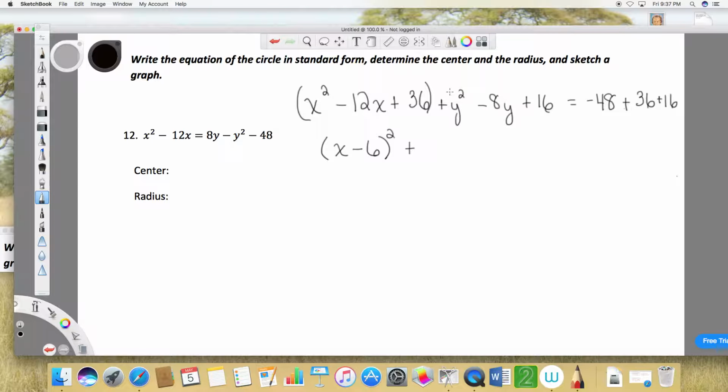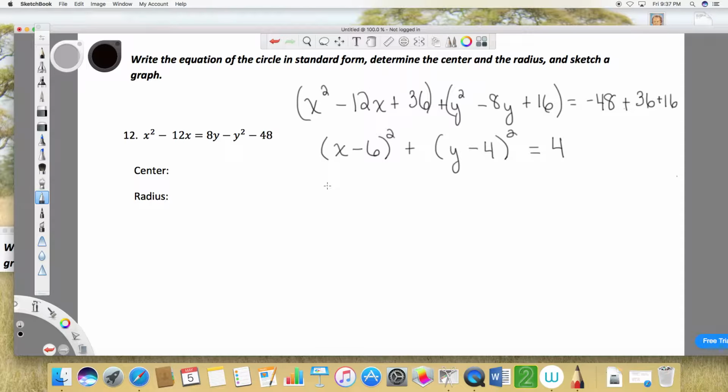Over here with the y's, if we look at this trinomial, same thing. We take half of that middle term, which is negative 4, and we square it. So on the right-hand side, if we add 36 and 16, we get 52, and 52 minus 48 is 4. And so now this circle is in standard form.